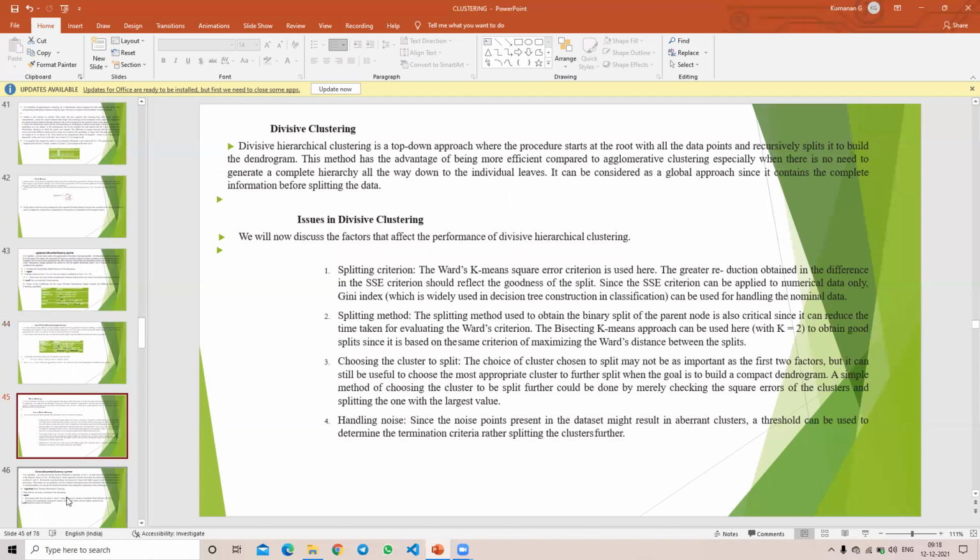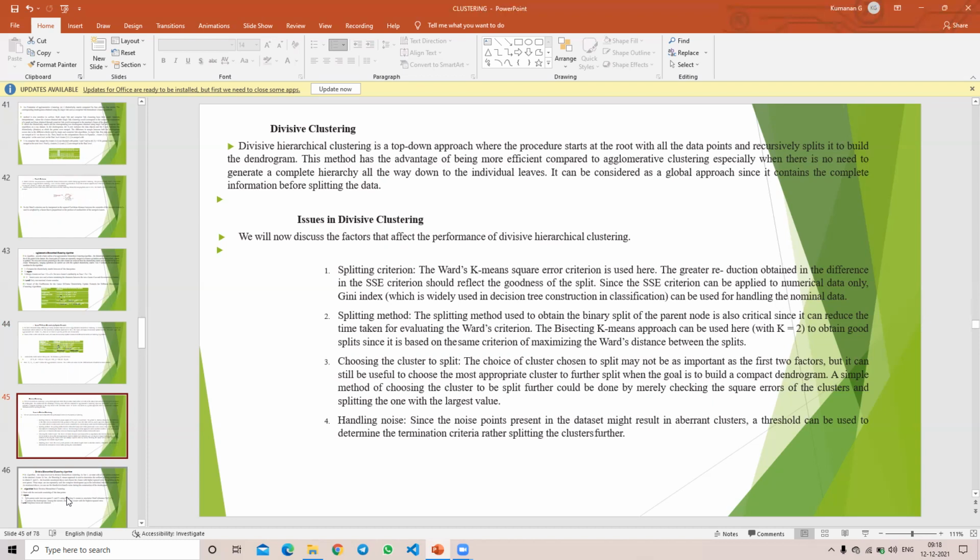Next is divisive clustering. We already saw agglomerative. Divisive hierarchical clustering is a top-down approach where the procedure starts at the root with all the data points and recursively splits it to build a dendrogram. This method has the advantage of being more efficient compared to agglomerative clustering, especially when there is no need to generate a complete hierarchy all the way down to the individual leaves. It can be considered a global approach since it contains the complete information before splitting the data.